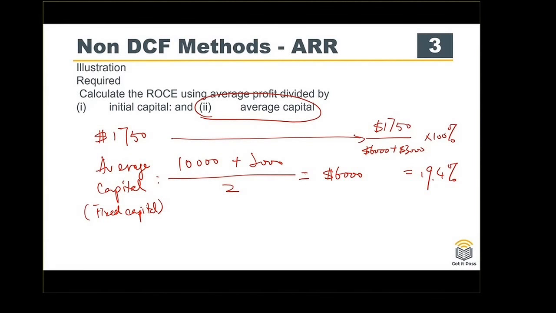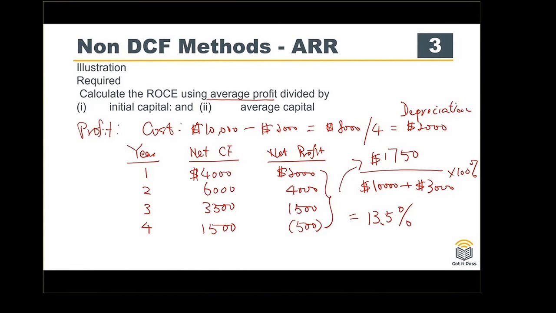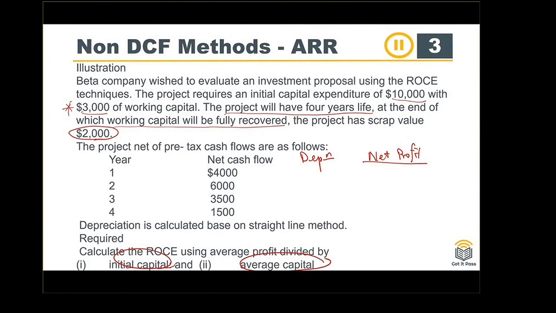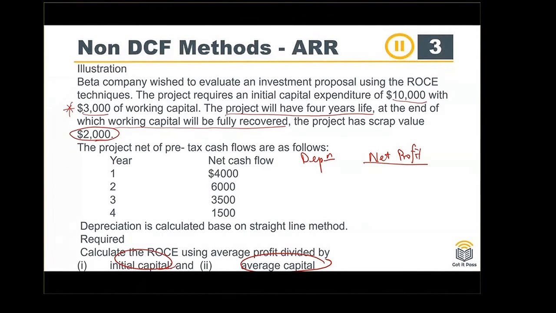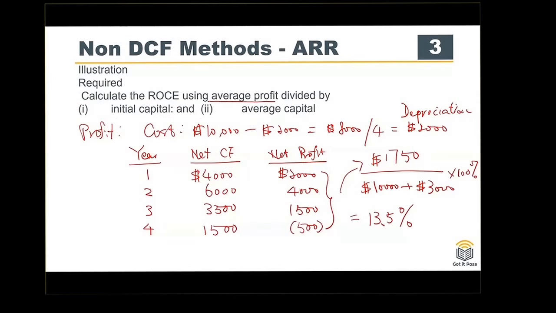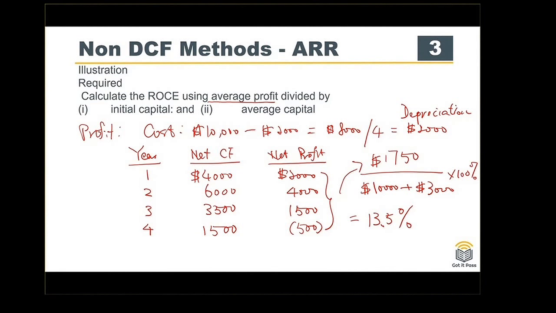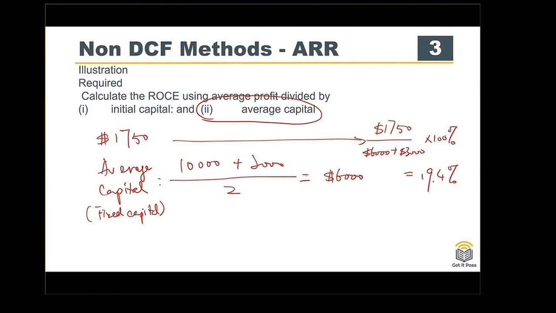Okay, so let's review. For this non-DCF method accounting rate of return illustration, the question provides the net cash flow information to you. So you have to get the depreciation numbers to come out with net profit, to get the average profit, and then you can get the initial capital numbers, which is 10,000 plus 3,000. So here, the number is clear, 13.5% based on the initial capital, and based on the average capital, it is 19.4%.